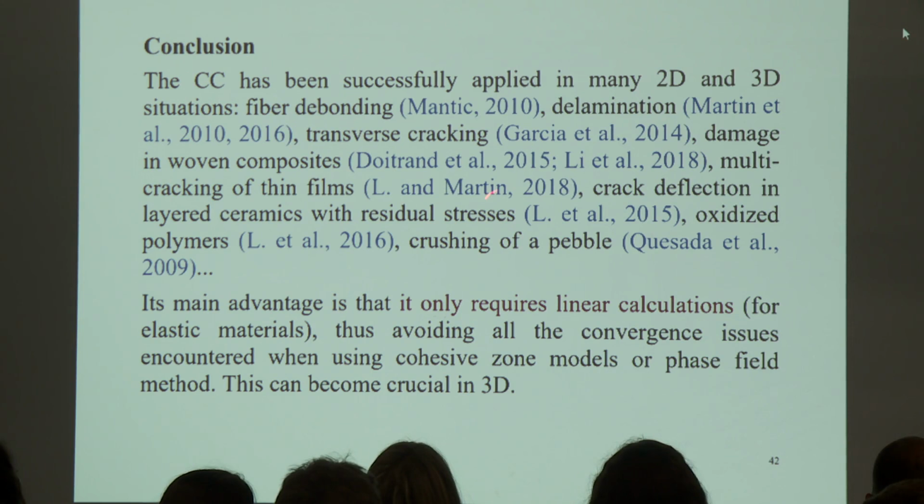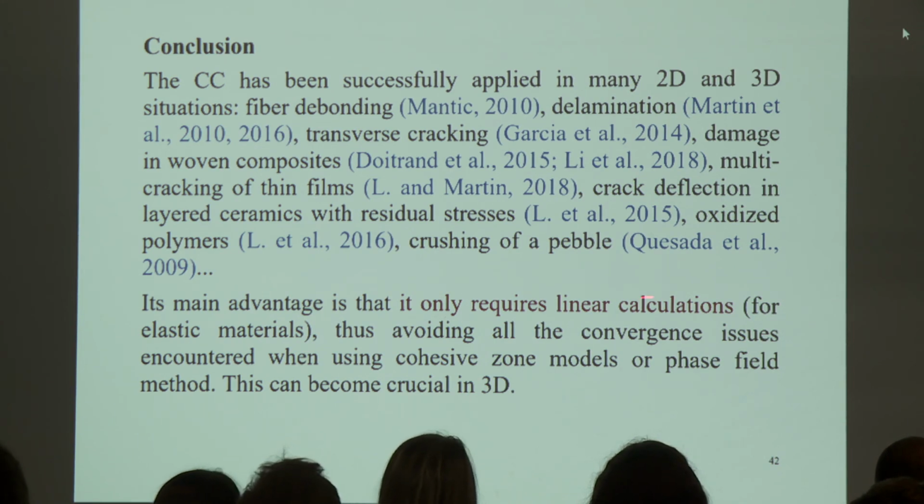So to conclude, this coupled criterion has been successfully applied in many cases: fiber debonding, delamination, transverse cracking, damage in woven composites, multi-cracking of thin films, crack deflection, layered ceramics, residual stresses, oxidized polymer, crushing of a pebble. You know, there are some very different topics, and it works quite well. Of course, the advantage is that it requires only linear calculation, instead of the two mentioned approaches, phase field and the cohesive model, which have some convergence issues.